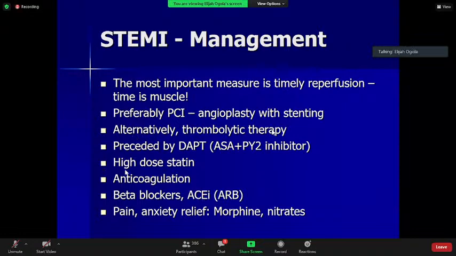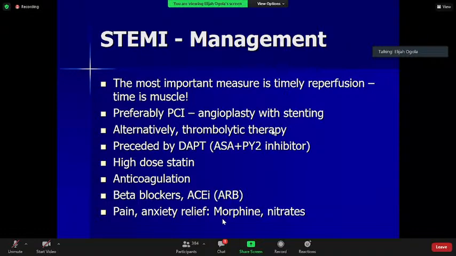We also give, as an adjuvant treatment, a high dose statin immediately the patient comes, preferably while they are still in casualty. We also start them on anticoagulation. Usually this is parenteral anticoagulation, so either unfractionated heparin or the low molecular weight heparin. Then additional treatments that are useful are beta blockers and inhibitors of the renin-angiotensin system, so ACE inhibitors and ARBs.